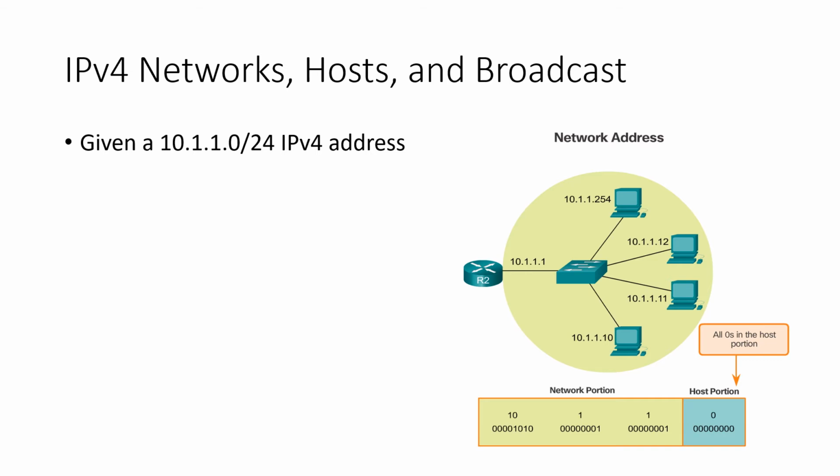So, IPv4 network, host and broadcast. Given a 10.1.1.0/24 IPv4 address, you have your network address like this. Your router is 10.1.1.1, which goes to your switch. So your first hosts would be 10.1.1.10, 10.1.1.11, 10.1.1.12, up to 10.1.1.254.